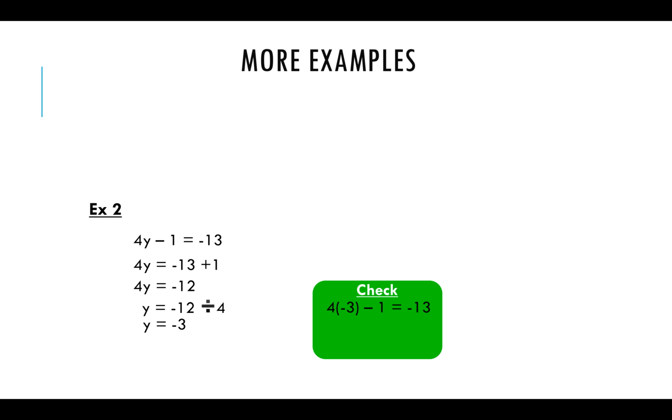We follow order of operations. 4 times negative 3 is negative 12, minus 1. Is negative 12 minus 1 negative 13? Well, negative 12 minus 1 is negative 13. So now you have the answer. You know that y is equal to negative 3.